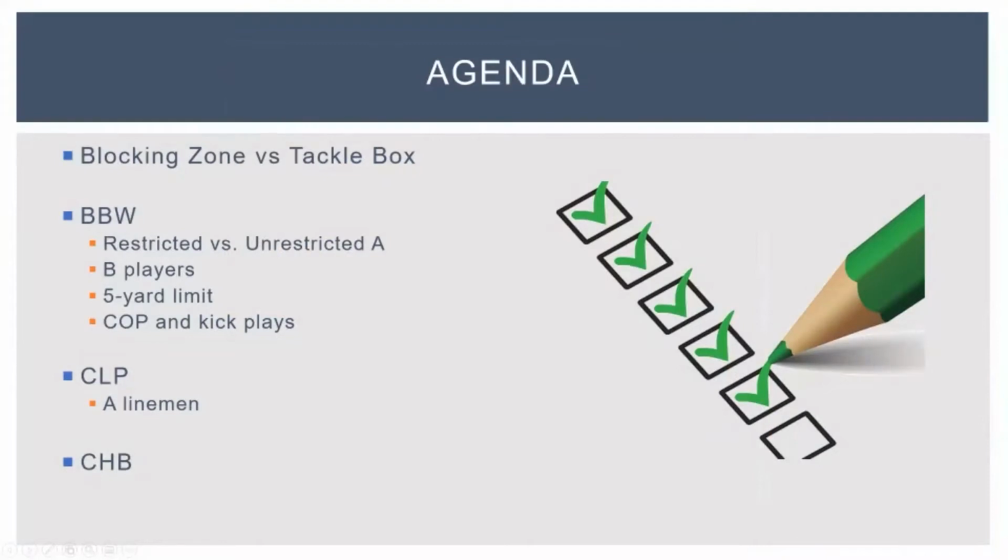So the topics and the agenda for tonight: kind of refresh everybody's memory on the two key things that relate to low blocks, because we're talking about all kinds of low blocks tonight: blocking below the waist, clipping, and chop blocks. Talk a little bit about the phrasing and the differences between the blocking zone and the tackle box. Get into the varieties of legal and illegal blocking below the waist, who's restricted and unrestricted for A, what can B players do. Talk a little bit about the 5-yard limit, then get into changes of possession and kick plays. We'll talk about clipping, and specifically, we're going to deal with clipping as it relates to Team A linemen, and then we'll talk about chop blocks.